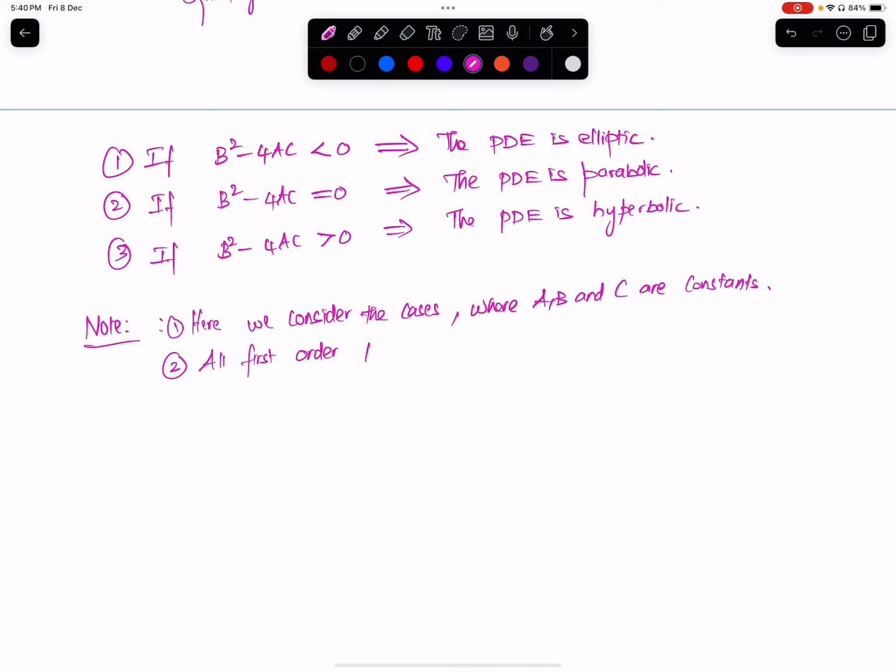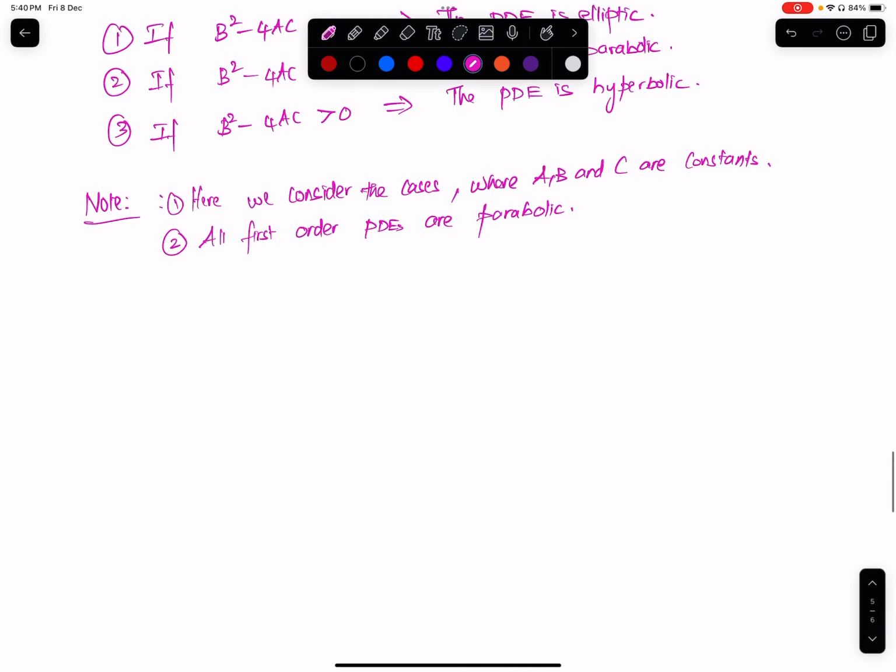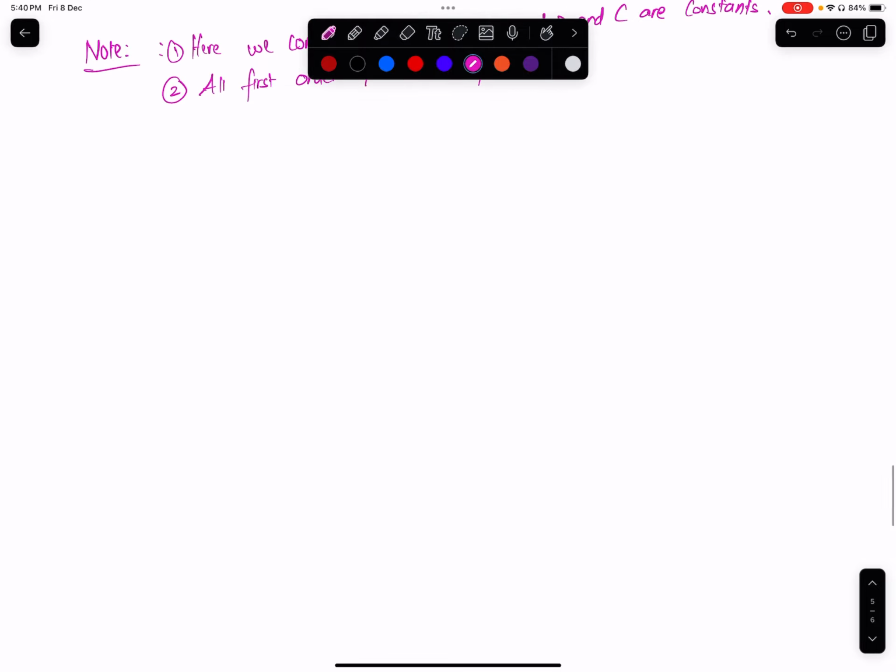The second note is, all first order PDEs are parabolic. Don't forget. When they give the first order PDE and they ask what is the nature, what is the classification, you have to say it is parabolic. Okay, so let us go to the questions directly, and these questions are very simple in nature. Just see here, I just take some questions from the book.